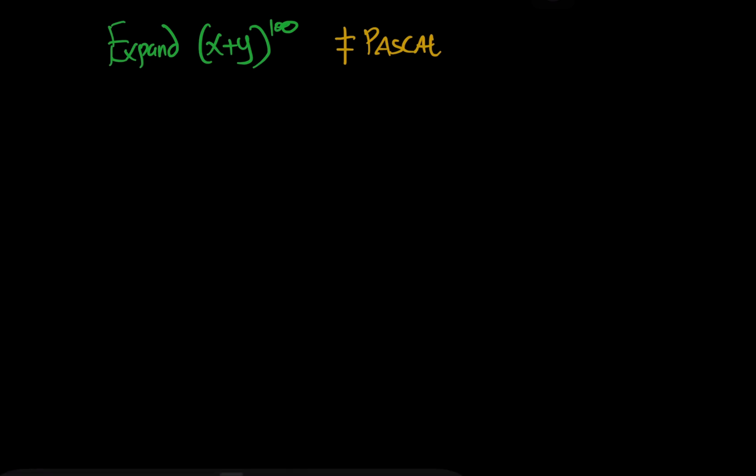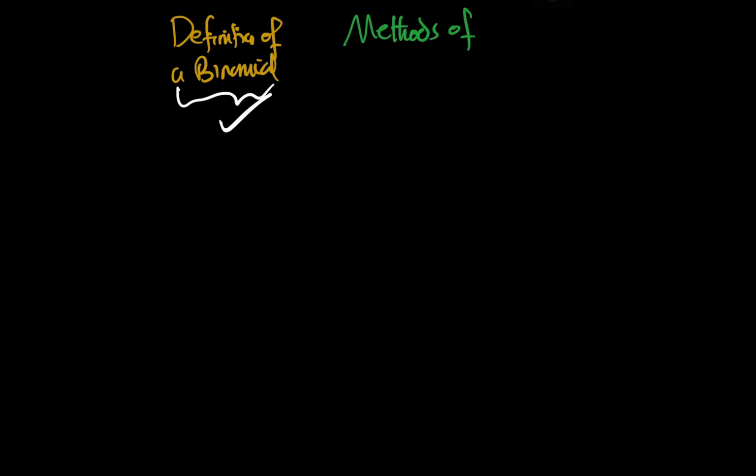Remember that first we looked at the definition of a binomial. We are done with that. We say it's an expression that has two terms, connected by a plus or a minus. Now we're looking at the methods of solving a binomial, and we are done with the first one.